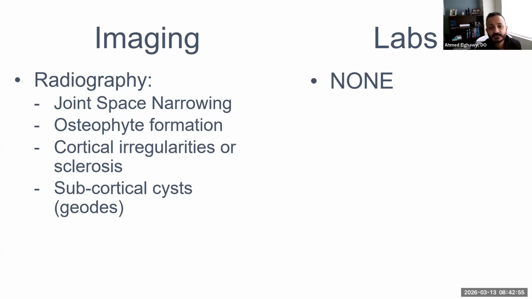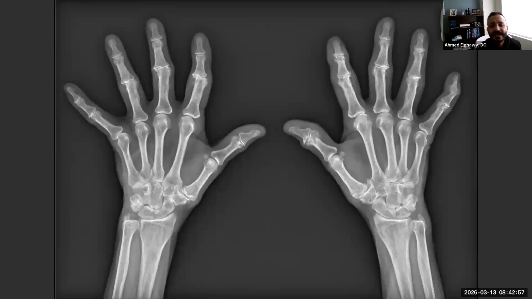And if we take a look at those X-rays, let's say we're looking at the hands, what you can see here is joint space narrowing along the PIPs of the hands. You can even see some subchondral or subcortical cyst formation as well. But notice that there are no erosive changes in any of these joints.